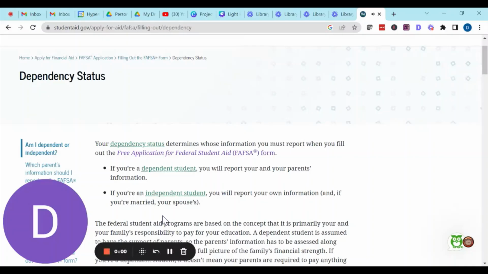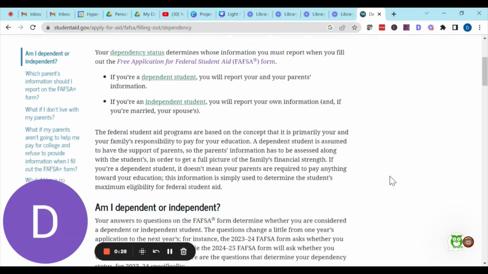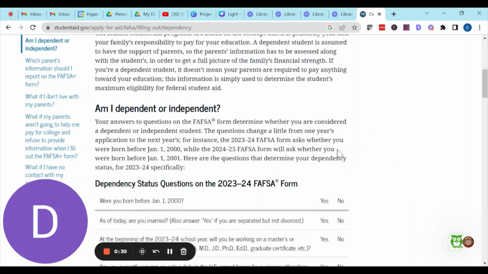Let's get into it. So we are now at the studentaid.gov website, which is where all the magic happens and all the information that you need to figure out if you're a dependent or independent student can be found. If you're an independent student, you only need to report your own information. And if you're married, you need to report your spouse's information. But if you're a dependent student, you need to report both your assets along with your parents' assets. So to determine which of the two that you are, you need to read this paragraph and then answer these questions down here on the FAFSA form.